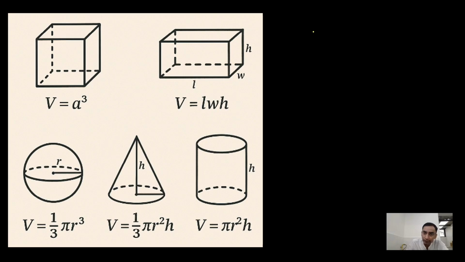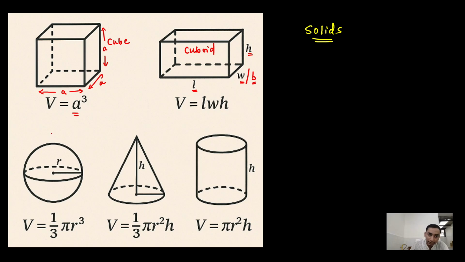Now, for solids, we have fixed shapes, right? This is a cube, and in a cube, the length, the breadth, and the height are the same, each equal to A. So the volume of the cube is written as A cube, whereas this shape is a cuboid. In a cuboid, the length, breadth, and height are different. So the volume of the cuboid is given by L into W into H, or you can also use the symbol B for the breadth.